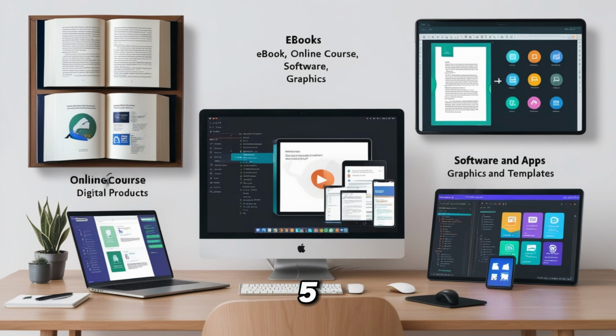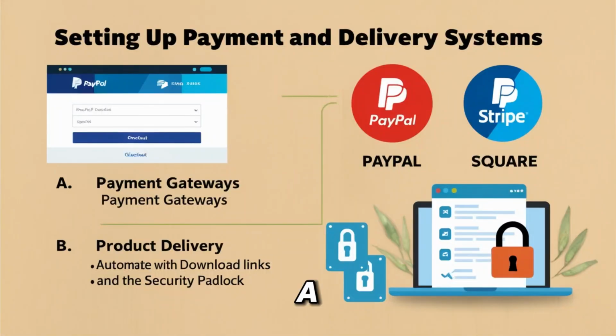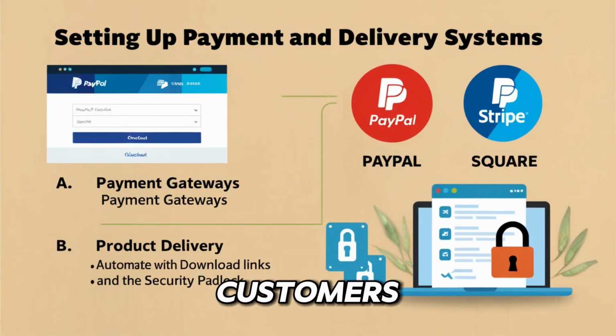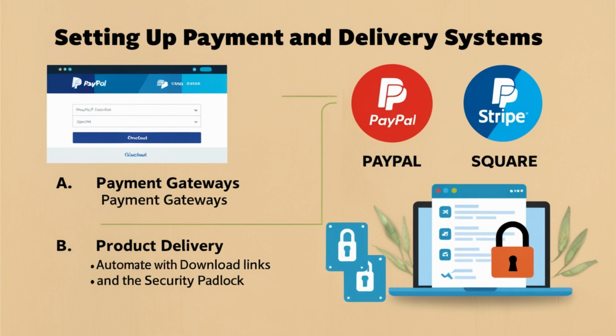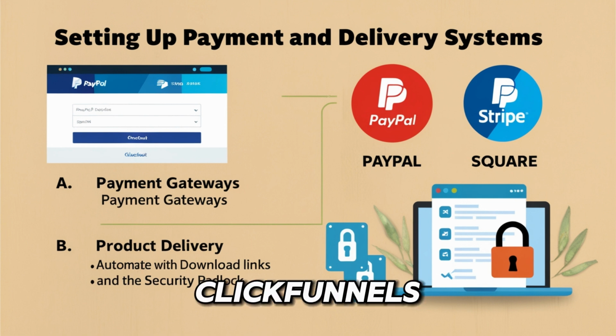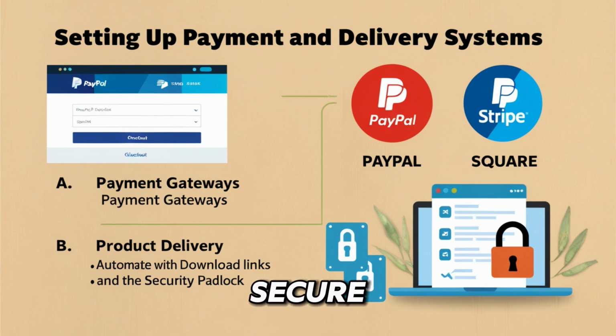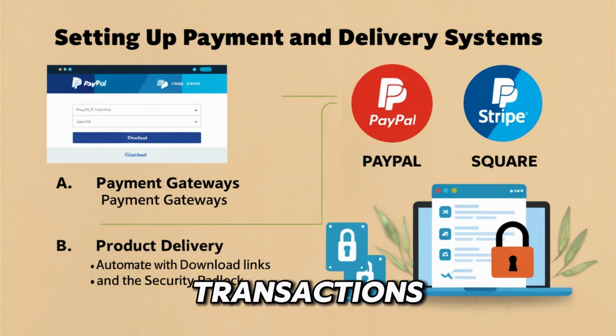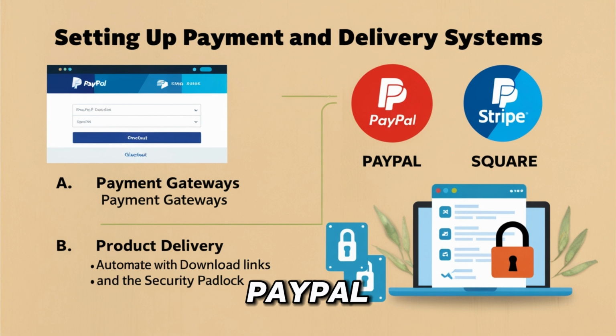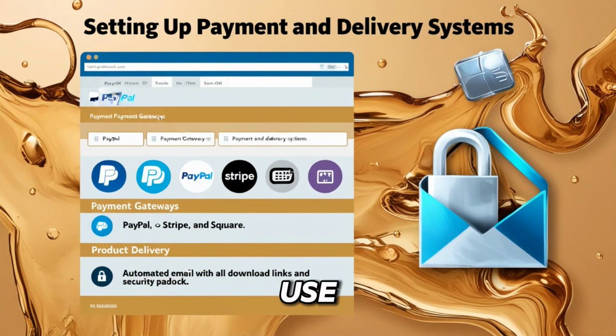Step 5. Set up your sales funnel. A sales funnel is a system guiding customers through the buying process. You'll need a landing page, a dedicated page promoting your product. Use platforms like WordPress, Wix, or ClickFunnels. A payment gateway, a secure way to process transactions. Popular options include PayPal, Stripe, or Gumroad. A delivery system, a method to distribute your product. Use email marketing tools like MailChimp or ConvertKit.